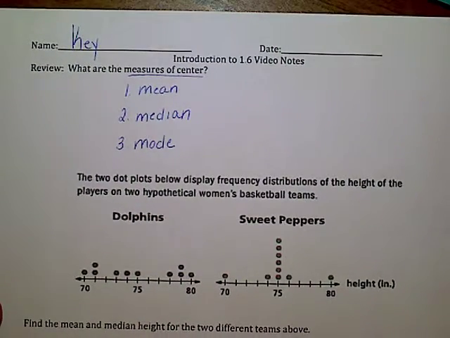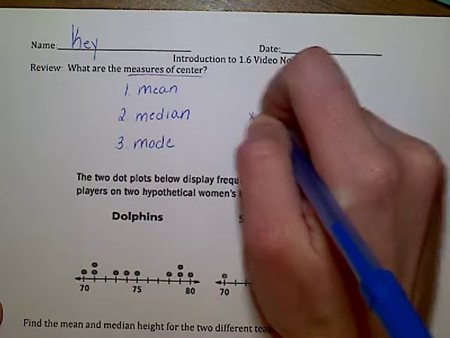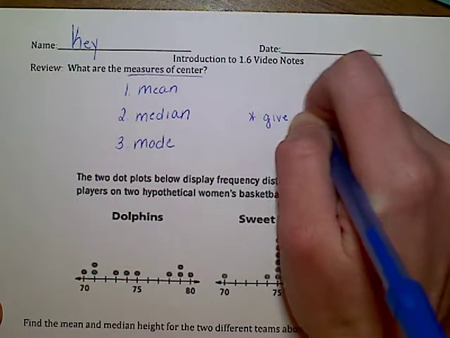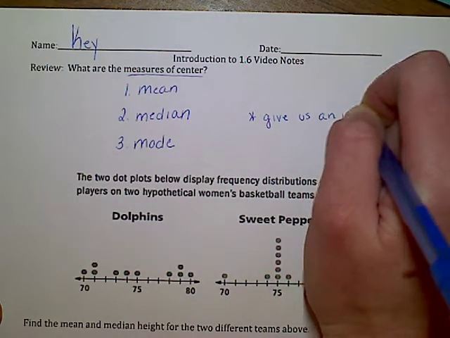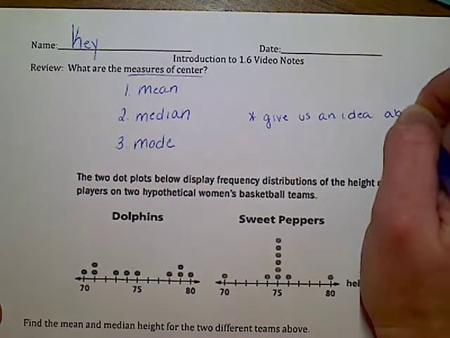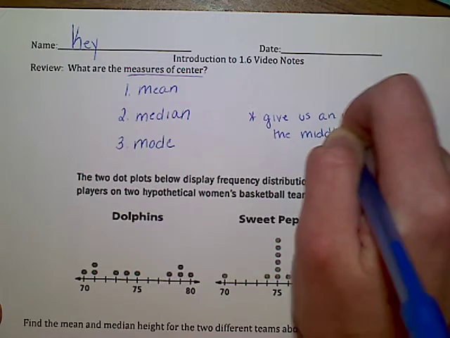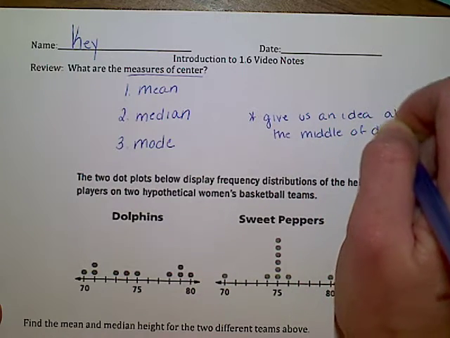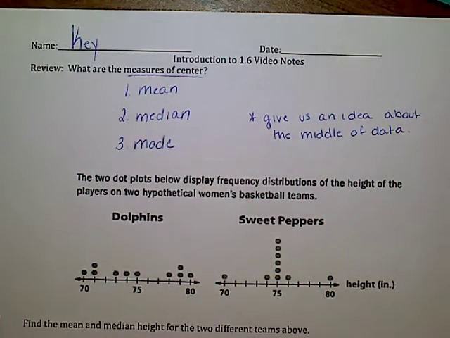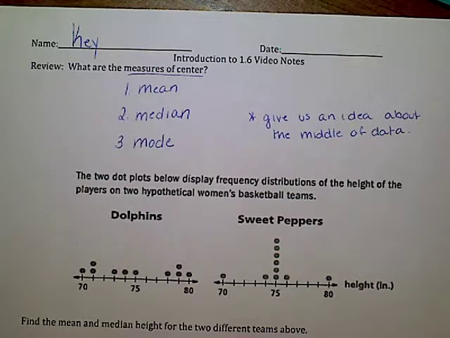Okay, and they're called measures of center because they give us an idea about the middle of the data. You know, sometimes they give us a very good picture of the middle of the data, and sometimes they don't. And it really depends on each particular data set, if there's outliers and so forth.